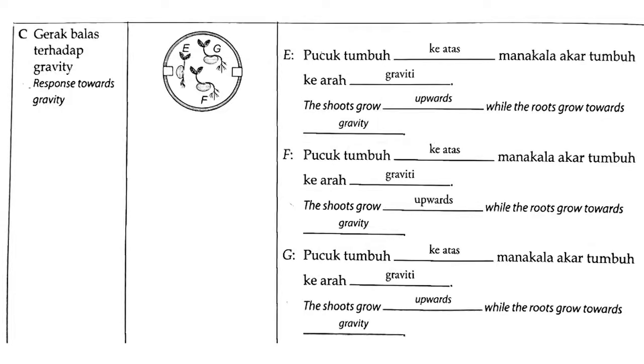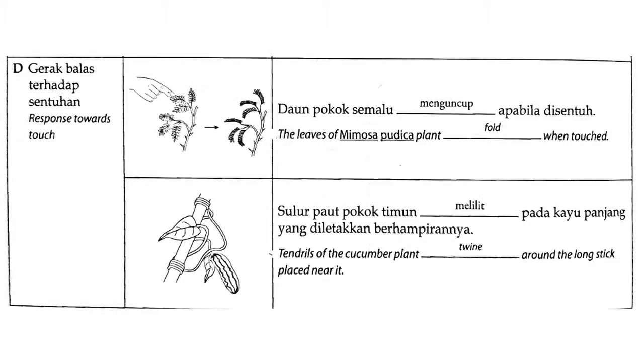C. Response towards gravity. E. The shoots grow upwards while the roots grow towards gravity. F. The shoots grow upwards while the roots grow towards gravity. G. The shoots grow upwards while the roots grow towards gravity. D. Response towards touch. The leaves of mimosa pudica plant fold when touched. Tendrils of the cucumber plant twine around the long stick placed near it.